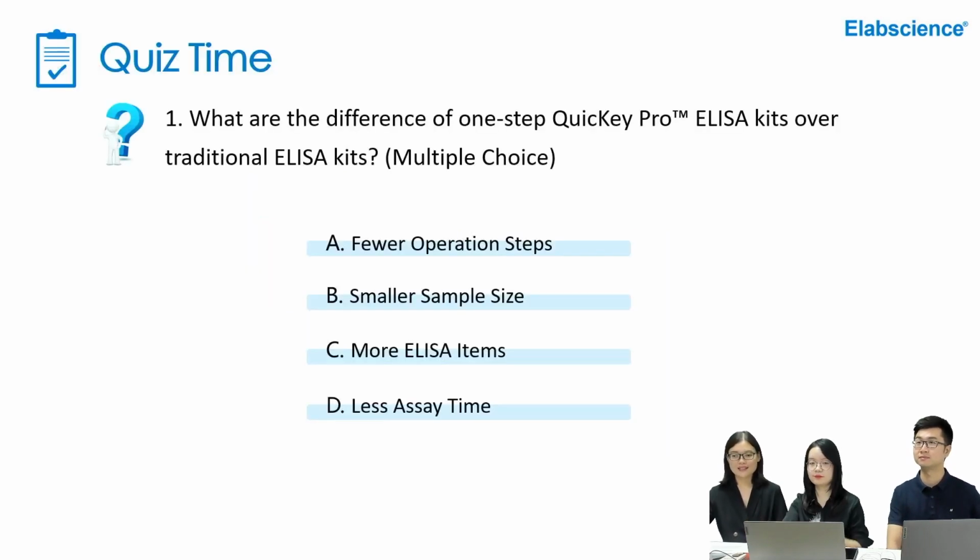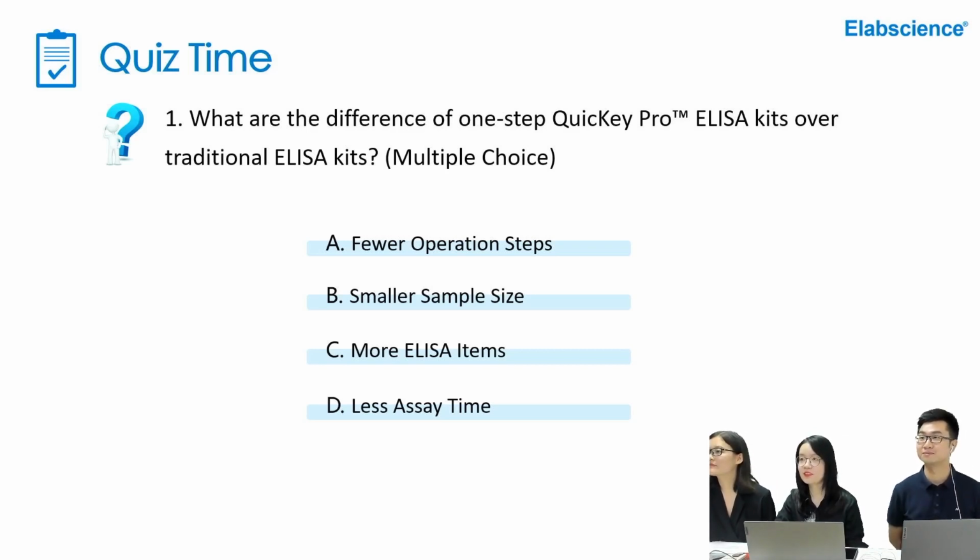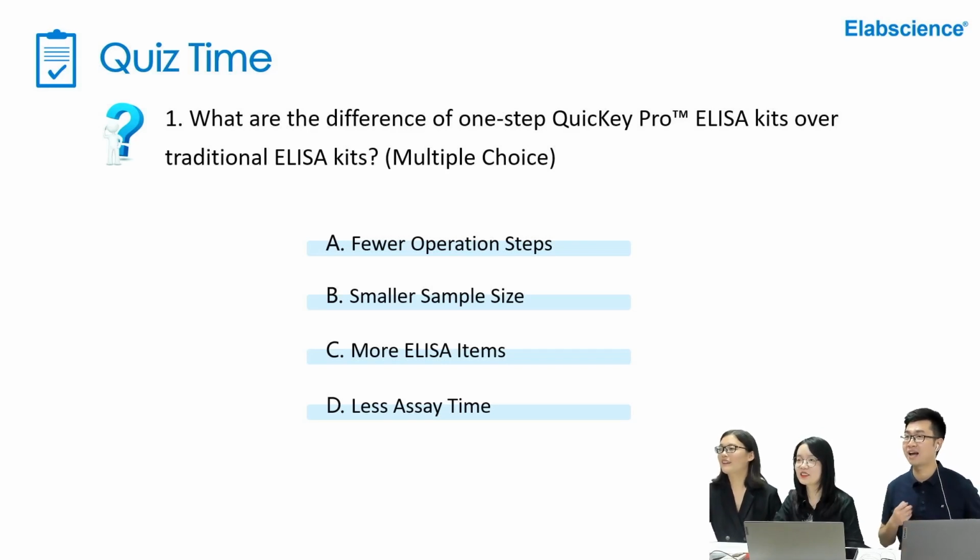Okay, let's start. Quiz 1. What are the differences of one-step Quickie Pro ELISA kits over the traditional ELISA kits? It's a multiple choice. Multiple choice means the answer has more than one option. Please type your answers all together.